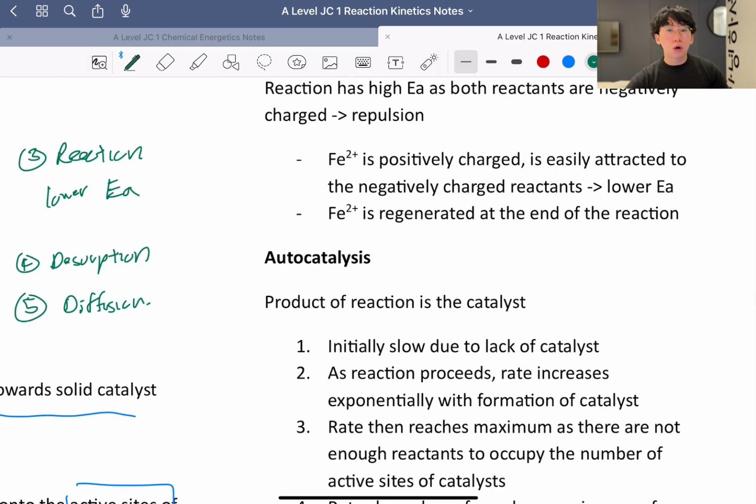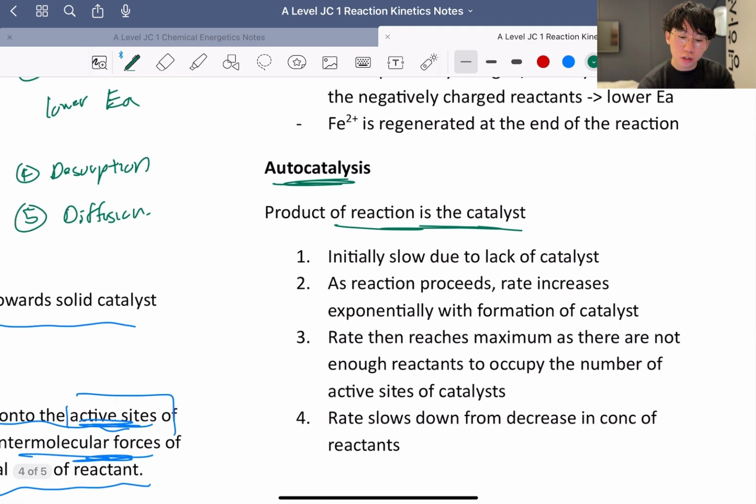Next up, we move on to autocatalysis. Autocatalysis is also a special reaction type that we start to learn in JC. This is where the product of your reaction is a catalyst. And as you can already tell, because the product is a catalyst of the reaction itself, your reaction is just going to speed up as we go along.